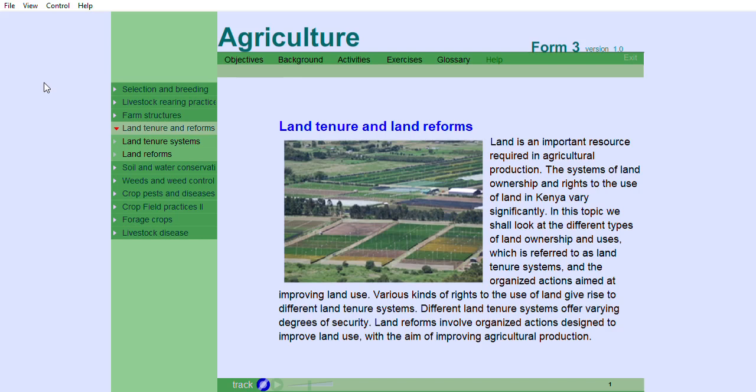land tenure systems, and the organized actions aimed at improving land use. Various kinds of rights to the use of land give rise to different land tenure systems. Different land tenure systems offer varying degrees of security. Land reforms involve organized actions designed to improve land use with the aim of improving agricultural production.